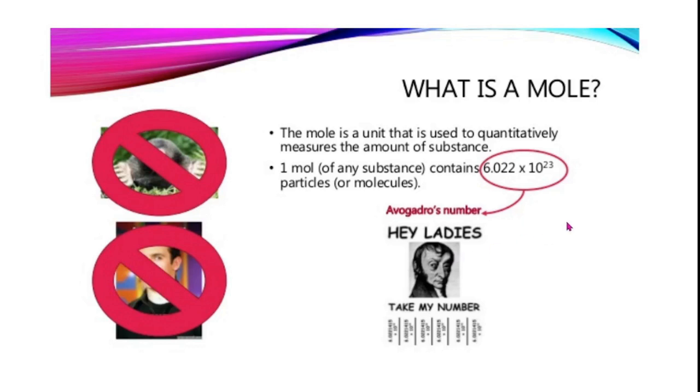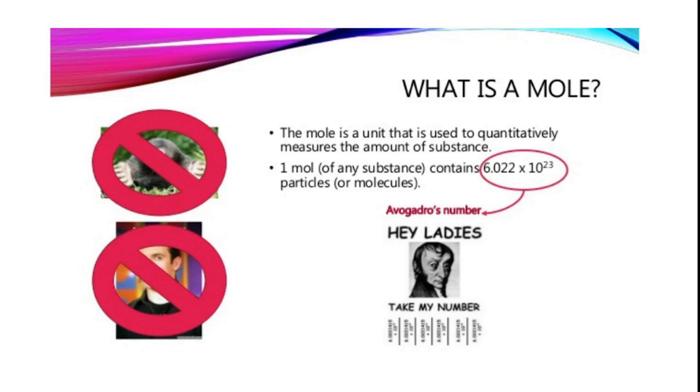What is a mole? You're going to find the information on page 145 plus in your book. So here it says the mole is a unit that is used to quantitatively measure the amount of substance. So it's a quantity, it's a number. You're familiar with words that mean an amount of something. For example, when you hear the word couple, you know that a couple of bananas means 2 bananas. So the word couple means 2. You're familiar with the word a dozen. I need a dozen eggs. In your mind, you say, okay, I need 12 eggs.